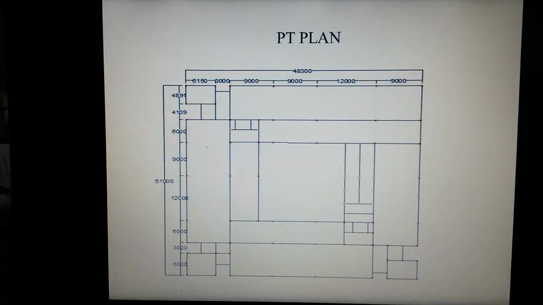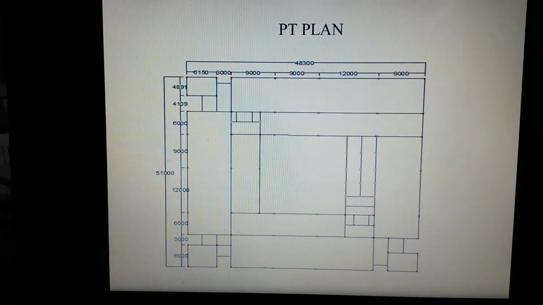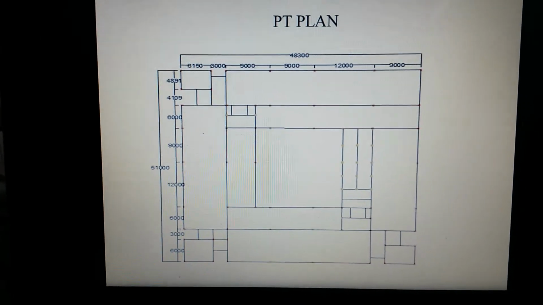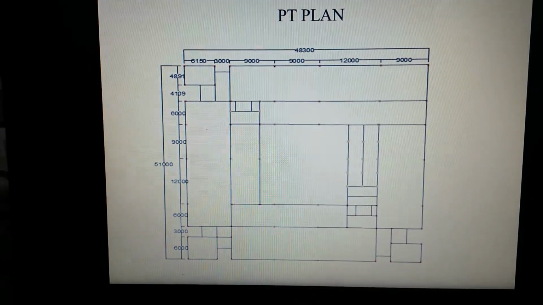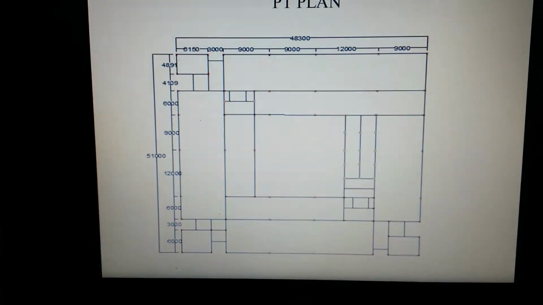Coming up to the post-tensioning building, the key plan is modified by removing some of the intermediate columns under the beams so that we could get a larger span. This is the key plan for post-tensioning.